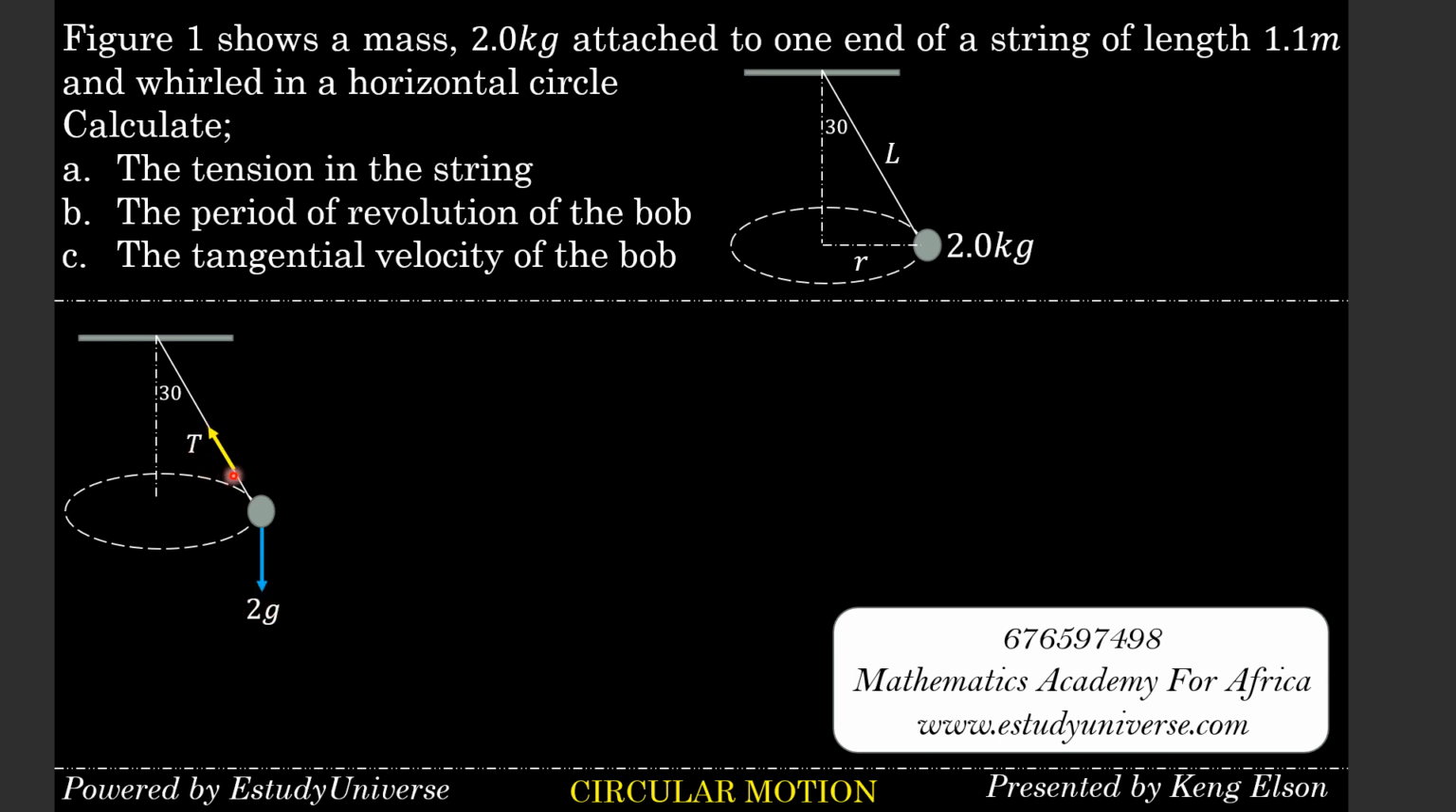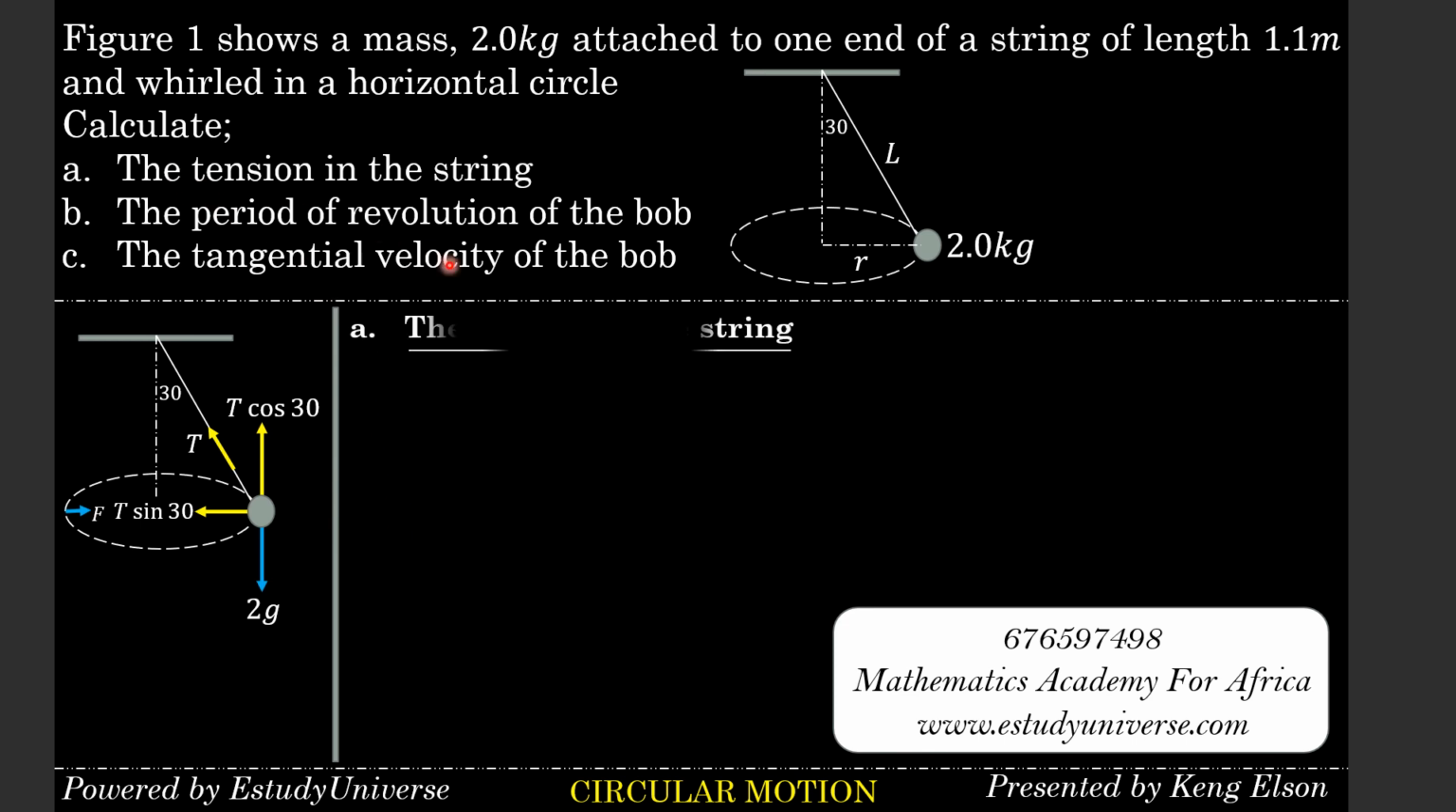Now if we resolve this tension into its horizontal and vertical components, we are going to have the vertical component of the tension to be T cos 30 and the horizontal component of the tension to be T sin 30. But what actually keeps this mass moving in this horizontal circle is what we call the centripetal force, which is always acting towards the center. I can call it F.